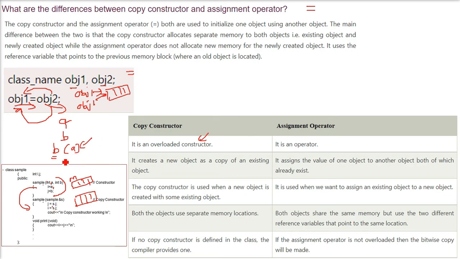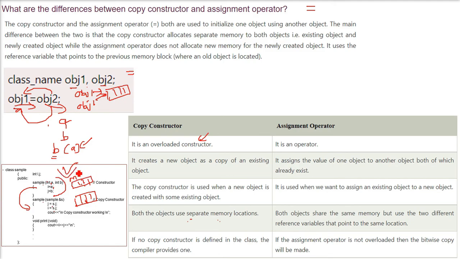Both the objects, one by one. See, the copy constructor is used when a new object is created with some existing object. This is very important. I told you already one more thing. Both the objects in the copy constructor use separate memory locations. But here in the assignment operator, both objects share the same memory, but use two different reference variables that point to the same location.